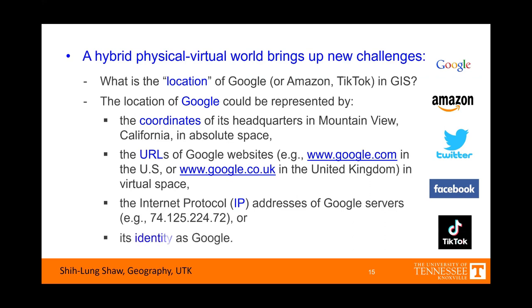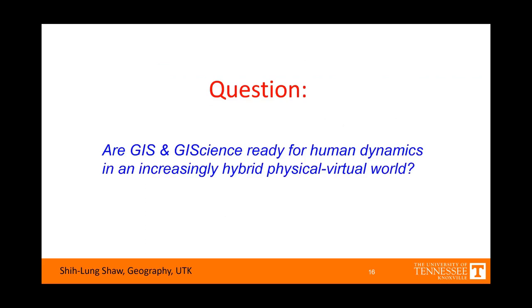Google is just Google, an identity that can be represented in many different ways. For example, where I am depends on when, because it's dynamic. So the important question is, are GIS and GI science today ready to handle all these kinds of human dynamics in this hybrid physical-virtual world? And you know my answer. Probably not, even though I'm the president of a professional association of GI science.